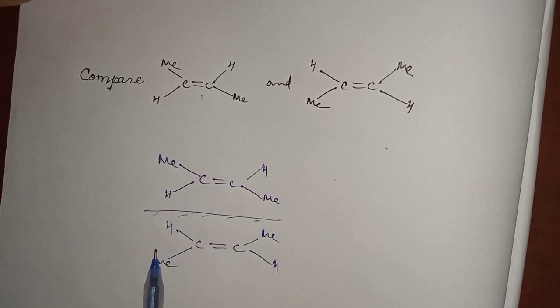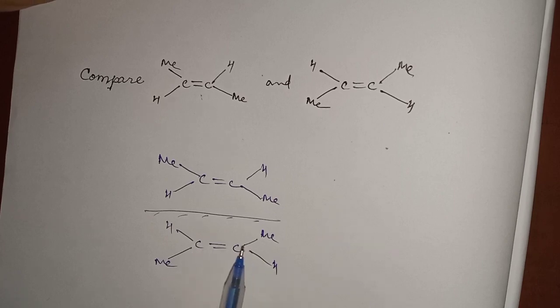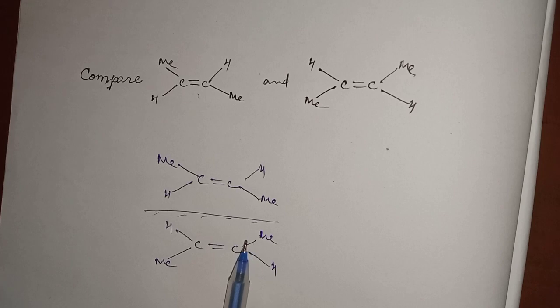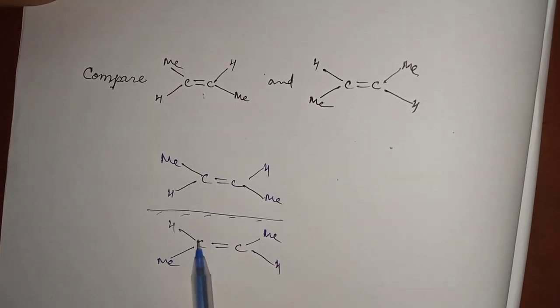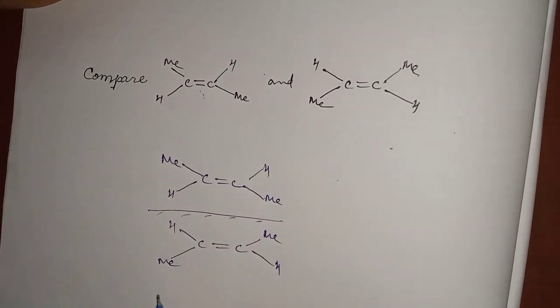So none of these two carbon atoms is chiral, and since they are not chiral, there is no meaning of reversing chirality. So this compound and this compound are the same. There is no need of reversing the chirality. This compound and this compound are the same compounds.